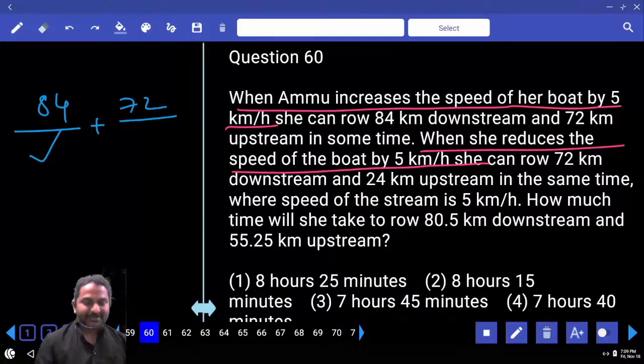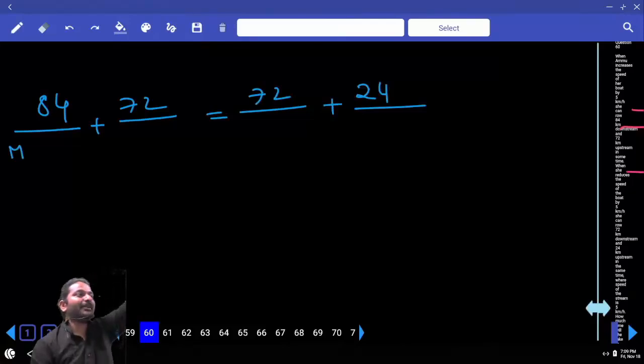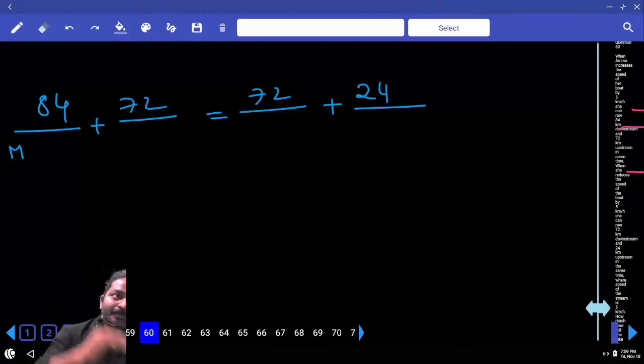Now, in the first case, man speed, the original speed of the boat is m. In the first case, what happened to man speed? Increased by 5. This is m, right? Plus how much is s? 5. Yes?